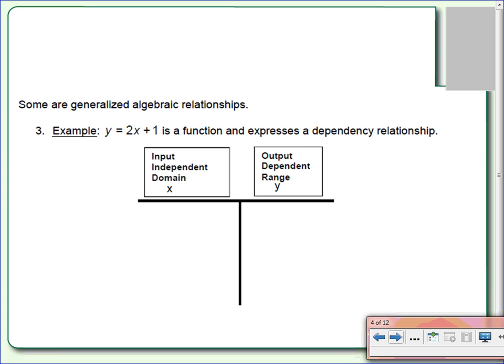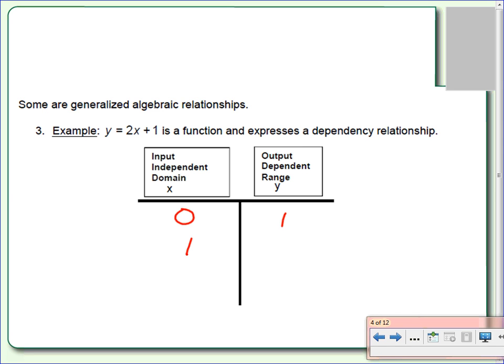The last one down at the bottom, number 3 here, says we have the example y equals 2x plus 1, and it's a function and expresses a dependency relation. So you'll notice that we have an x and a y, or an input and an output. Let's say I replace x with a 0, write that down for me on your paper. If I input 0 for x, I get a certain output. I get a certain y value. The question is, what y value would I get if I replace x with a 0? Can anybody tell me what I would get? What is 2 times 0? 0. And 0 plus 1 is 1. So in other words, if I input 0, what do I get out of it? I get a 1.